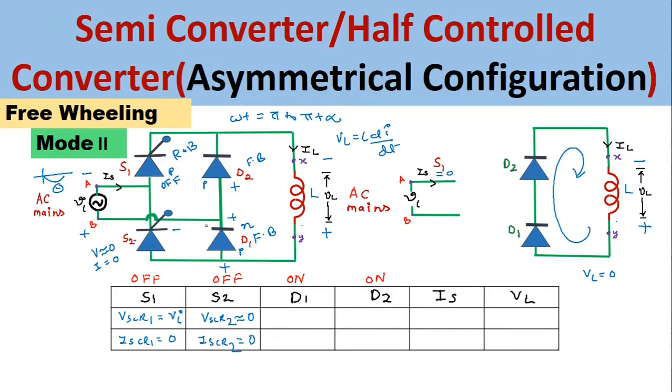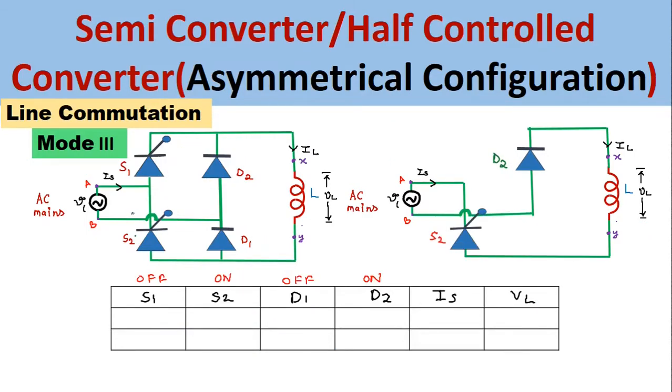Now in this condition, diode D1 will conduct, therefore the voltage across this diode D1, VD1, will be equal to 0, and the current ID1 will be equal to the load current. D2 is also conducting, so the voltage across this device will be equal to 0, and the current through this device will be equal to the load current. Since the AC mains circuit is disconnected from this load circuit, the AC mains current, that is the source current Is, will be equal to 0.